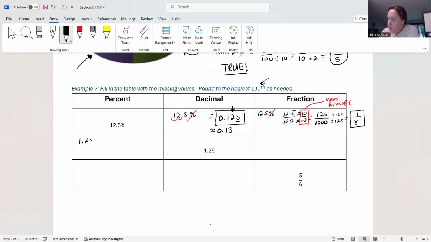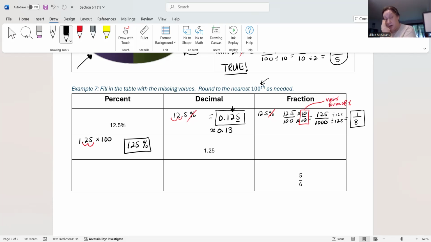So we take 1.25. Technically, we need to multiply it by 100, which really just moves my decimal to the right twice. So that gives me 125, and then I have to remember to add my percent symbol, okay? If you don't add your percent symbol, you cannot say these two things are equal. 1.25 is not equal to 125. 1.25 is equal to 125%, okay?